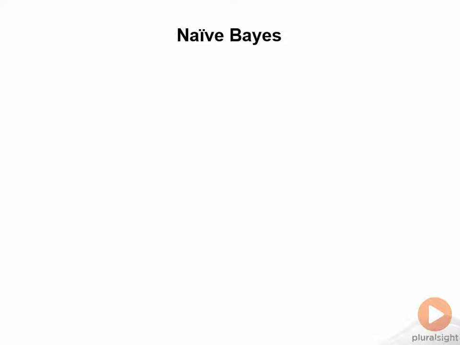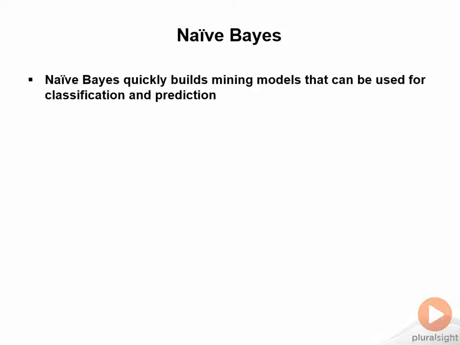So let me start with the Naive algorithm. Naive quickly builds mining models, and you can use these mining models for classification and prediction. Because of its speed, it is very useful as a beginning of a data mining process or beginning of creating data mining models. So also this makes these Naive models a good option for exploring the data.